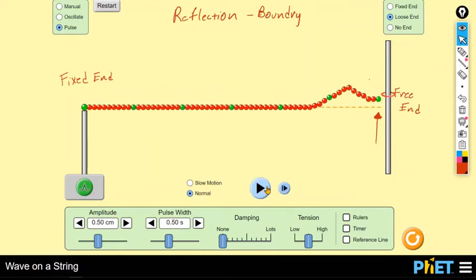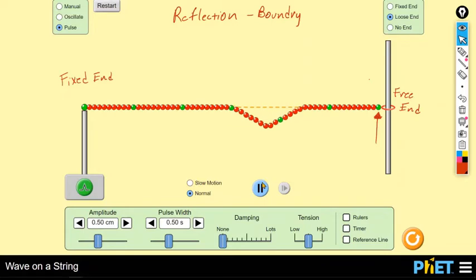Okay, so only one thing changed. We still get that reflection. The direction did change. That's called reflection. But the other thing that did not change is the polarity of the amplitude. When it hits that free end, whether it's negative or positive, it's going to reflect back and still be negative or positive. Whereas the fixed end, the polarity always changes from negative to positive or positive to negative.